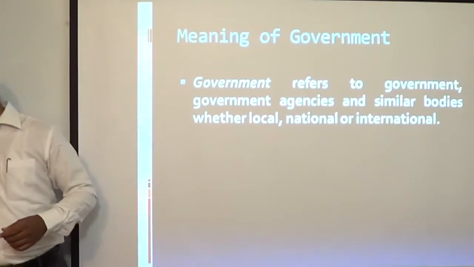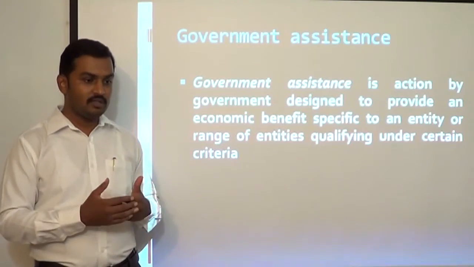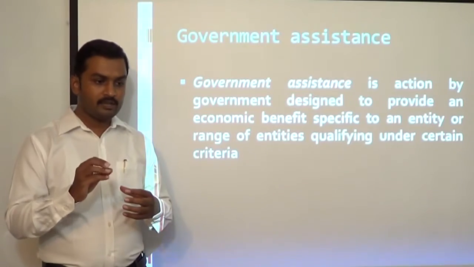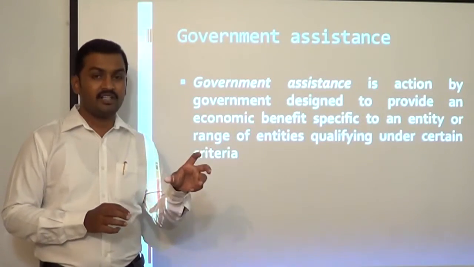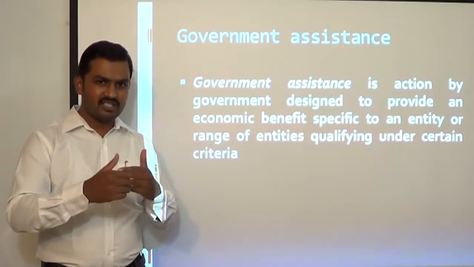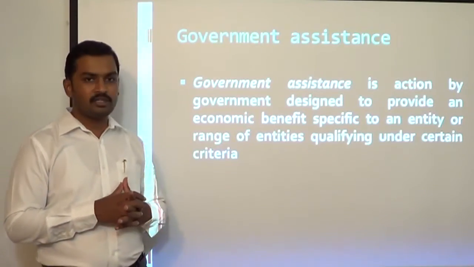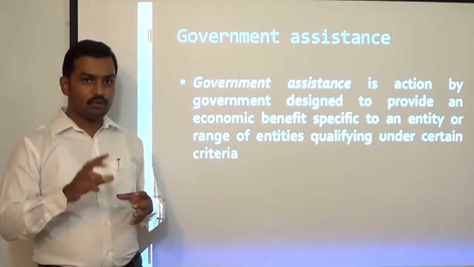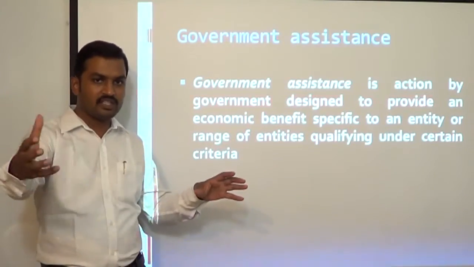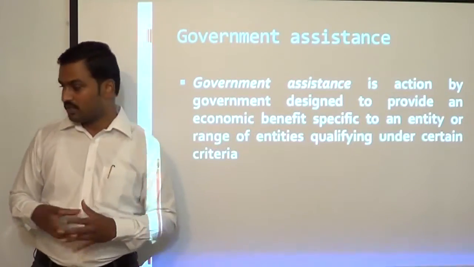Okay. Next, government assistance. What is government assistance? It is an action by the government which intends to provide some economic benefits to a specific entity or to a range of entities which qualify, which satisfy some qualifying criteria. So that means it is an action by the government. The purpose of the action is to provide some economic benefits to a specific entity or to a range of entities which satisfy certain conditions. Okay, so that is called government assistance as per the standard.